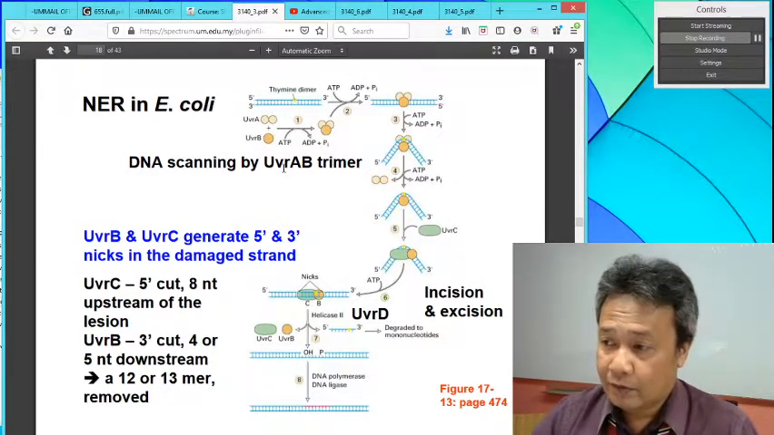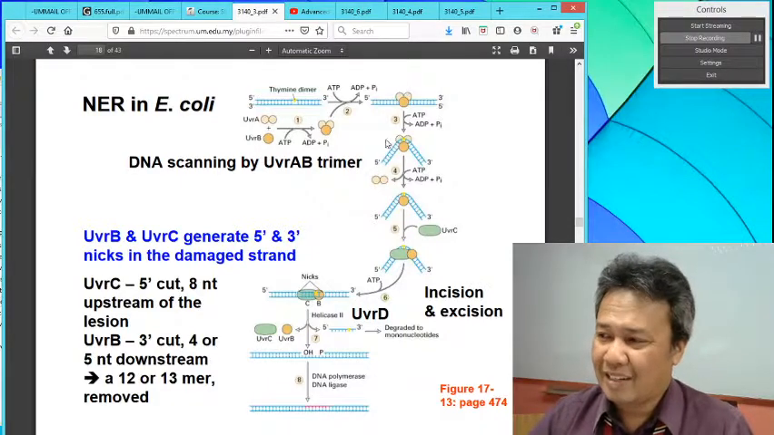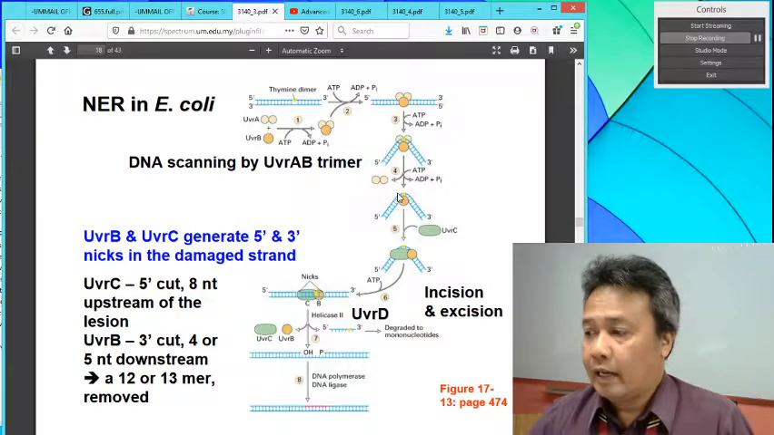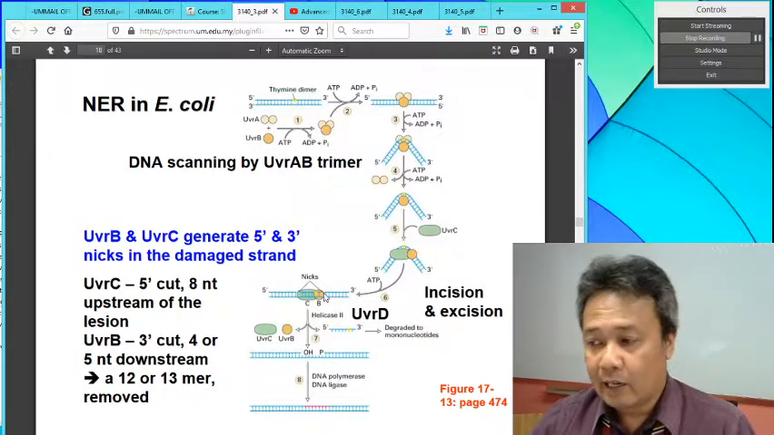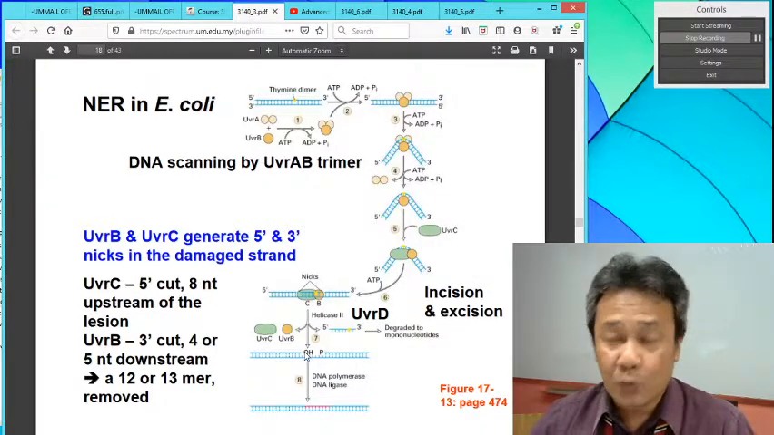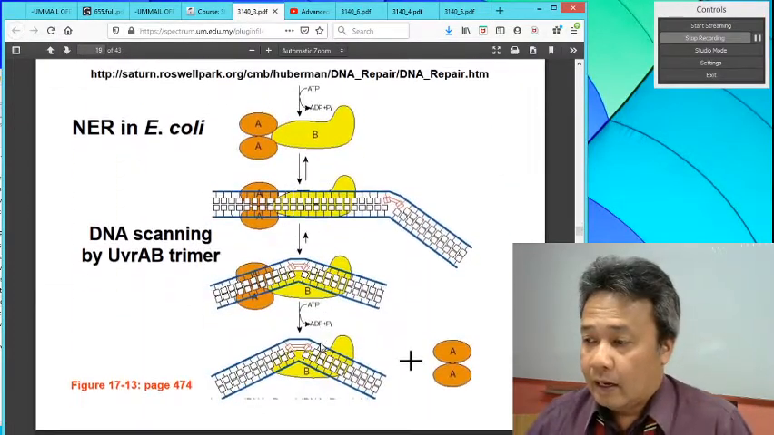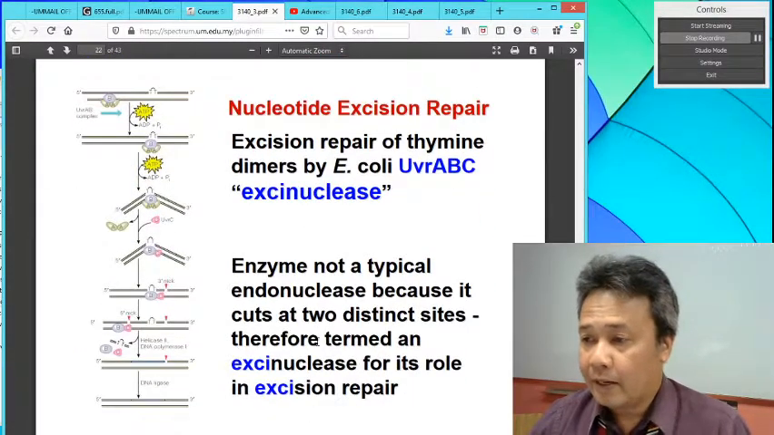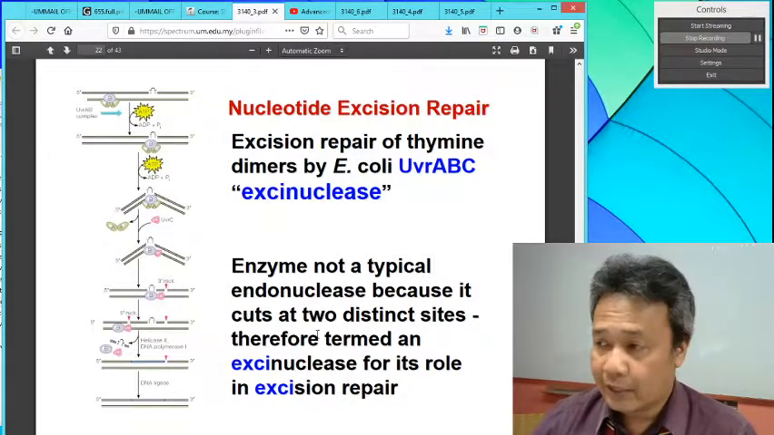You have the UvrAB trimer. That one recognizes the problem, and then it makes a kink or exposes the region of the problem. Then you have UvrC, and C cuts a nick, downstream and upstream. Then there's a helicase, UvrD, that unwinds. And then finally you have polymerase and ligase. A little bit different for base excision repair. This is again some explanation for the nucleotide excision repair.